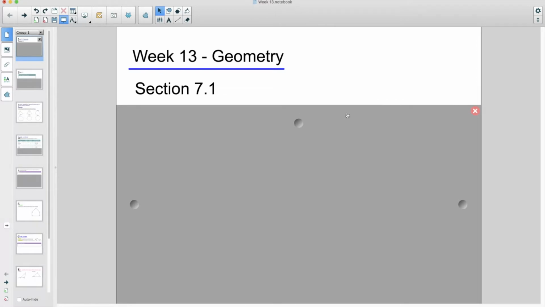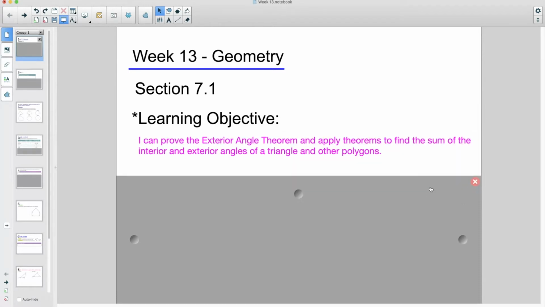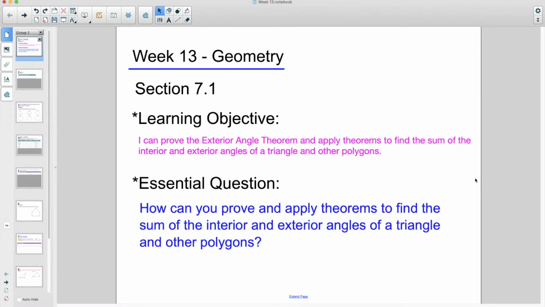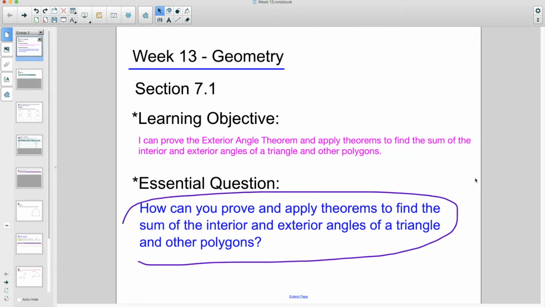So let's look at our learning objective and our essential question. Our learning objective is: I can prove the exterior angle theorem and apply theorems to find the sum of the interior and exterior angles of a triangle and other polygons. Then our essential question is, how do we do that? How can you prove and apply theorems to find the sum of interior and exterior angles of a triangle and apply that then to other polygons? All right, so let's get started.